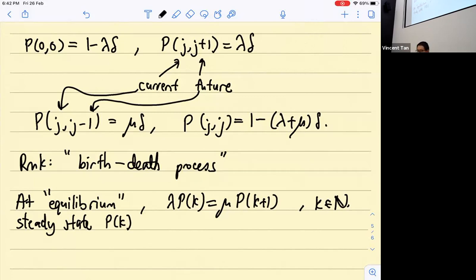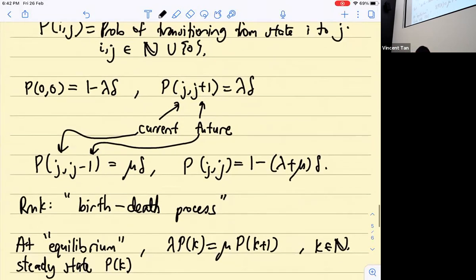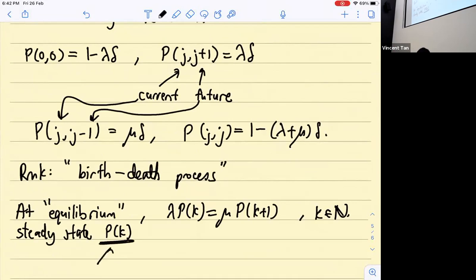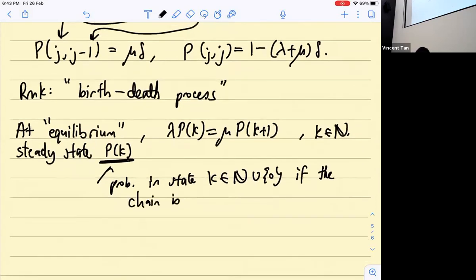Suppose I let this Markov chain run for a very long time. Then what is the probability that we are in state k? That is what I denote here, the steady state probability. This is the probability of being in state k if the Markov chain is run for a long time. So we will prove this out of the equation here. This is called the steady state equation.